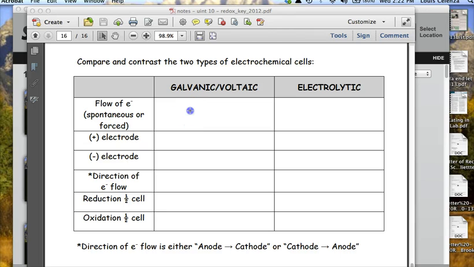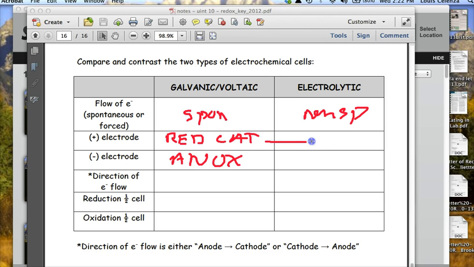Alright, so in a galvanic cell, the electrons are flowing spontaneously. This is non-spontaneous. We don't care about the positive or the negative electrode, but we are going to say that red cat and an ox applies to both. We don't care whether it's positive or negative. The electrons are always going to flow from the anode to the cathode in both.